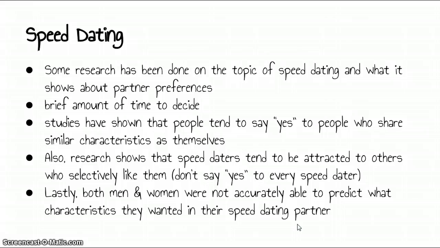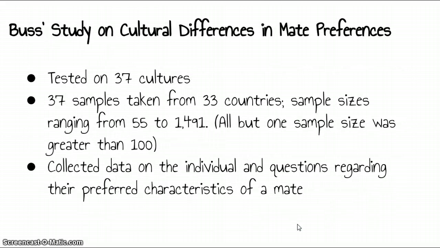Also, research showed that speed daters tend to be attracted to others who selectively like them only. So these speed daters don't say yes to every other speed dater, and people find that attractive when they only choose themselves. And lastly, both men and women were not accurately able to predict what characteristics they wanted in their speed dating partner. So they didn't really know what they wanted, but once they chose it, they could tell.